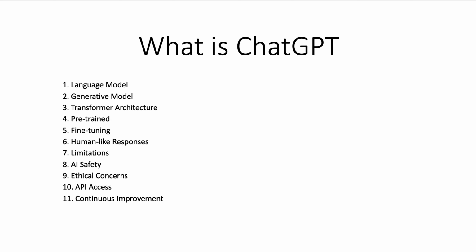Then we also have API access. If you are coming from a software background, you can certainly use this to integrate ChatGPT into your own applications. And continuous improvement means OpenAI continuously improves its models like ChatGPT based on user feedback and advancements in AI research. So this is the high level of what ChatGPT is.